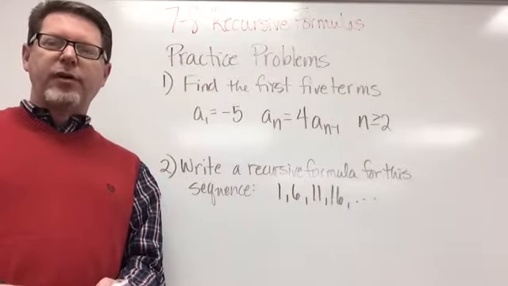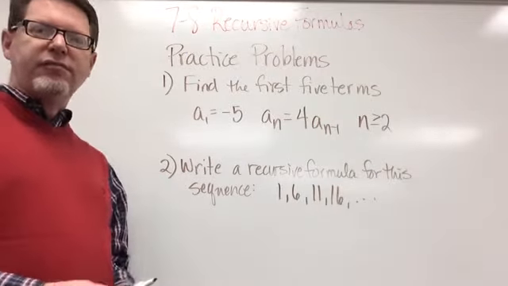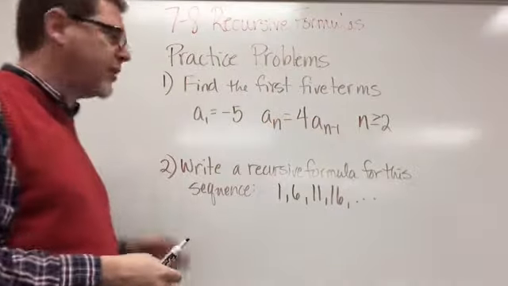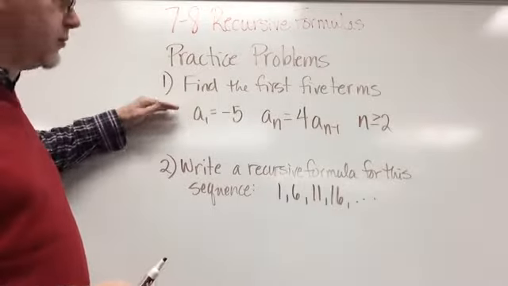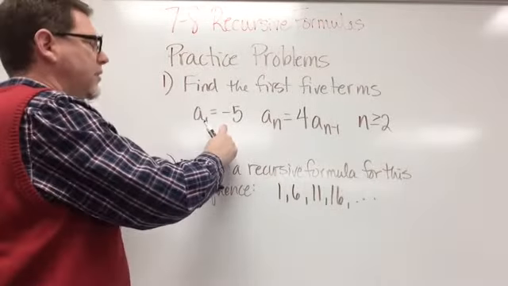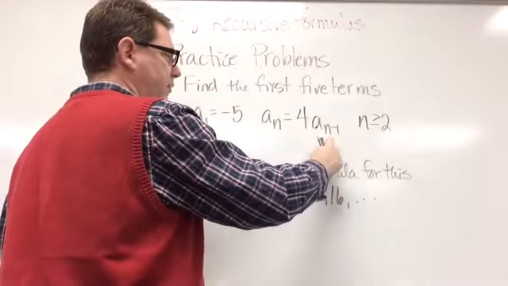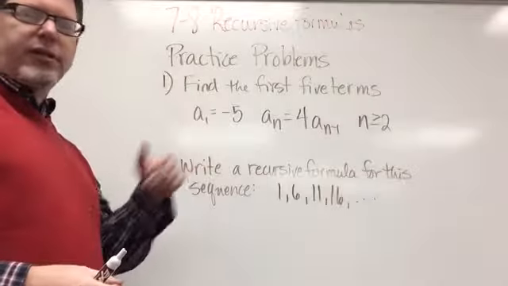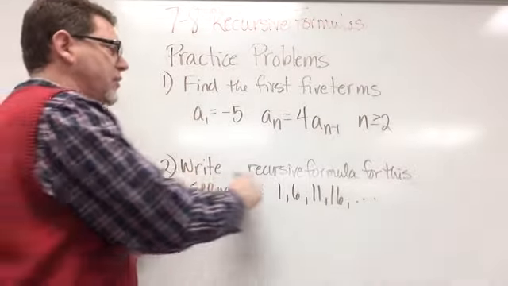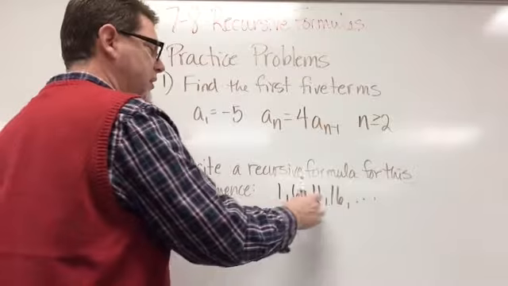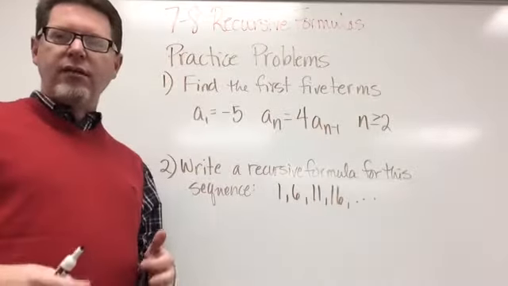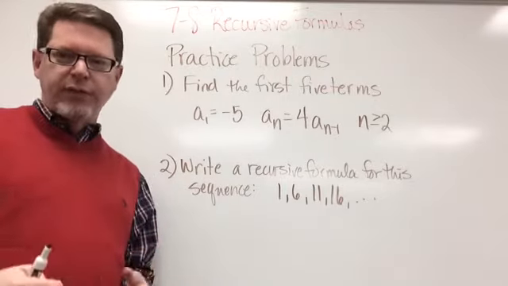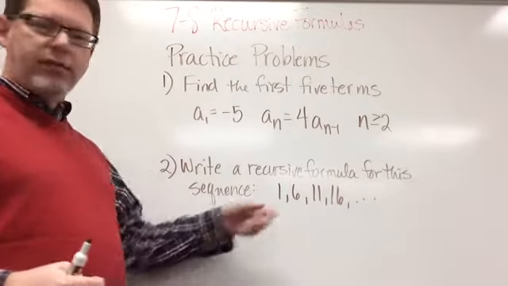And here are your two practice problems for this video. The first one says to find the first 5 terms of this sequence that you're given. You're given a recursive model, a sub 1 equals negative 5, and a sub n equals 4 times a sub n minus 1, and n is greater than or equal to 2. Give me the first 5 terms in that sequence. The second one says write a recursive formula for this sequence, 1, 6, 11, 16. So you've got to figure out whether it's arithmetic or geometric, and then find the recursive formula for this sequence.